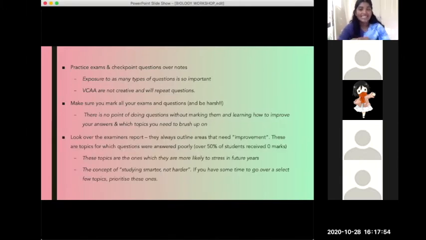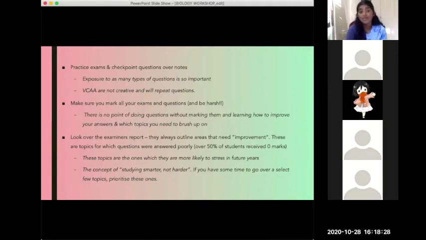Finally, looking over the examiner's report, one thing I was talking about before that I've noticed is if you see that over 50% of students are getting 0 for a question or getting half the marks, they're going to ask questions like that again, or use that as a guide on what to focus on for the next year. So if you're looking through the 2019 multiple choice and marking it and you see some questions where people are just not getting the marks, those are the areas you need to focus on, because that's what VCAA is going to try to get people to improve on.